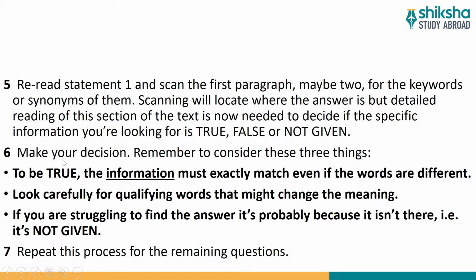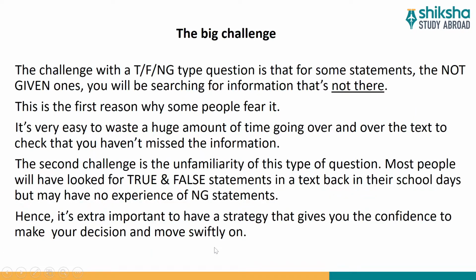Sixth is make your decision. Remember to consider these three things. What are those? To be true, the information must exactly match even if the words are different. Look carefully for qualifying words that might change the meaning. And if you're struggling to find the answer, it's probably because it isn't there. That means it is not given. Seventh is repeat this process for the remaining questions.